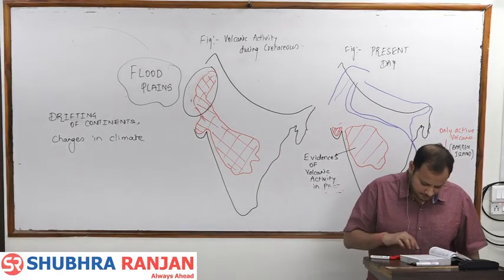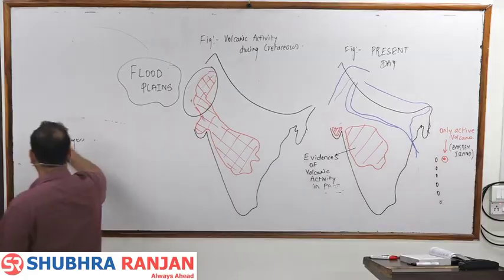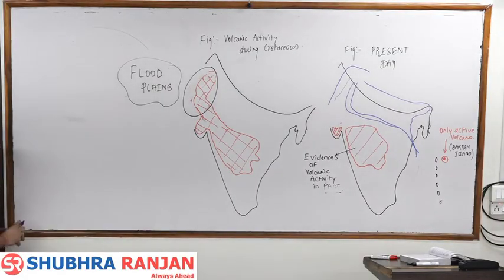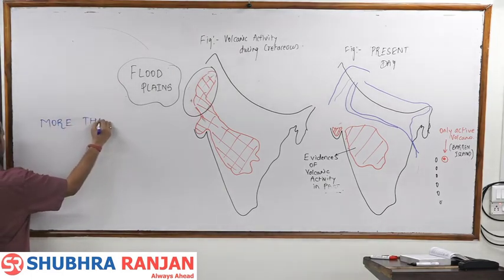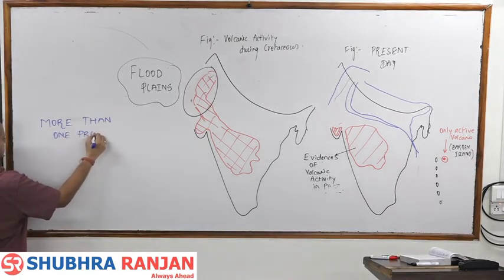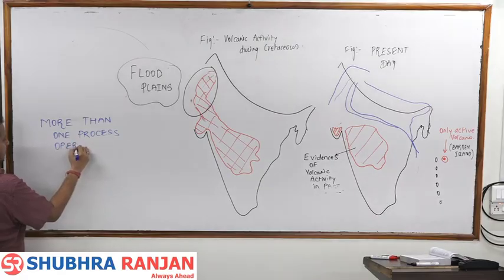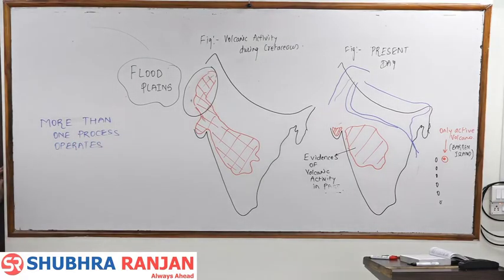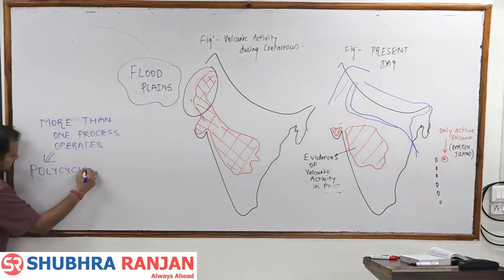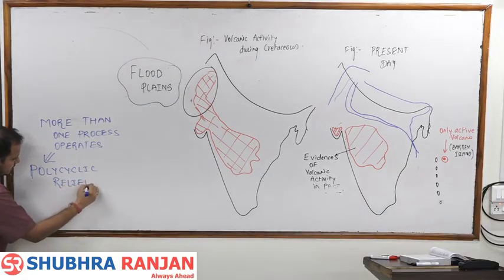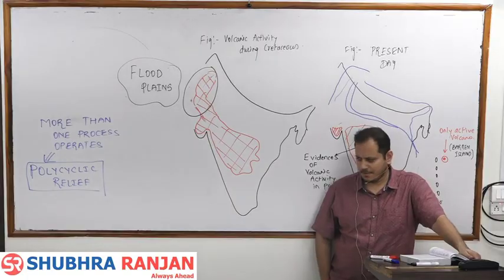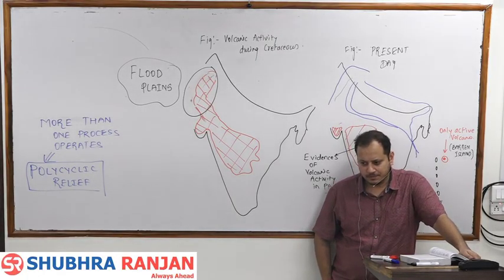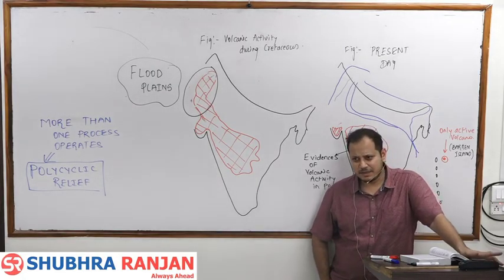And hence in any region more than one process operates. And hence the landform is an example of polycyclic relief. More than one process, polycycle.